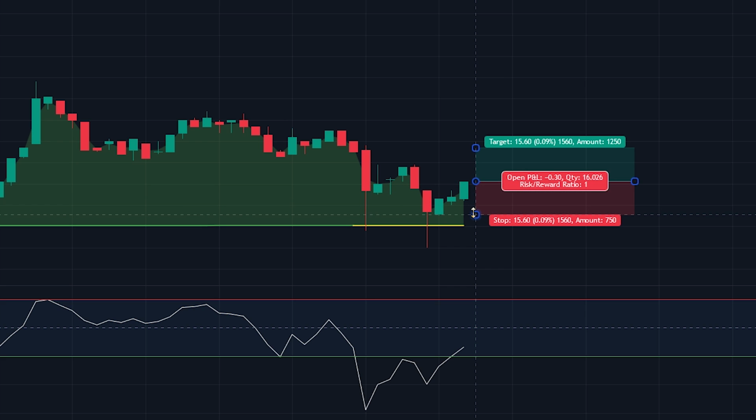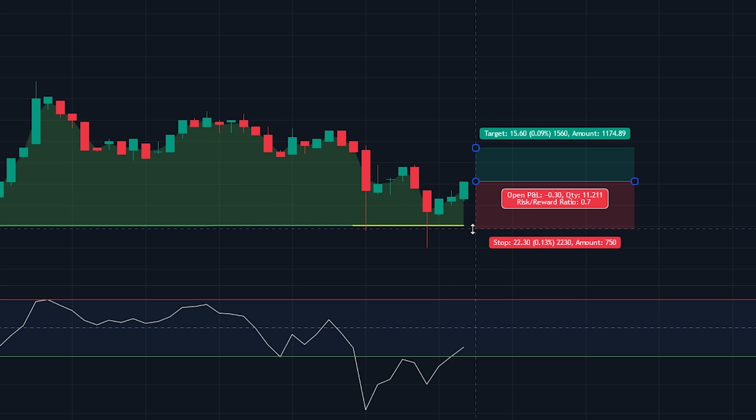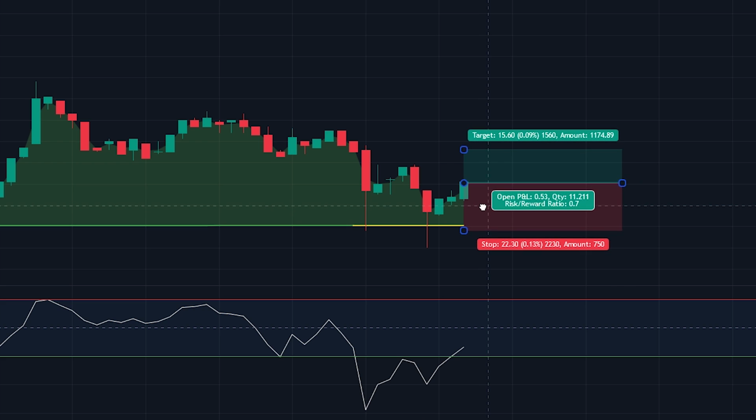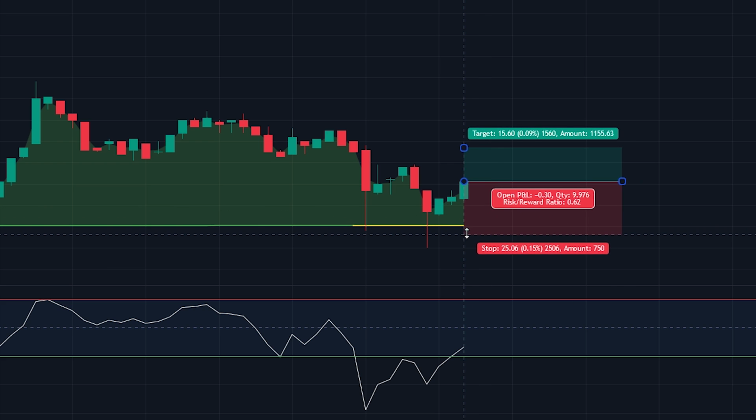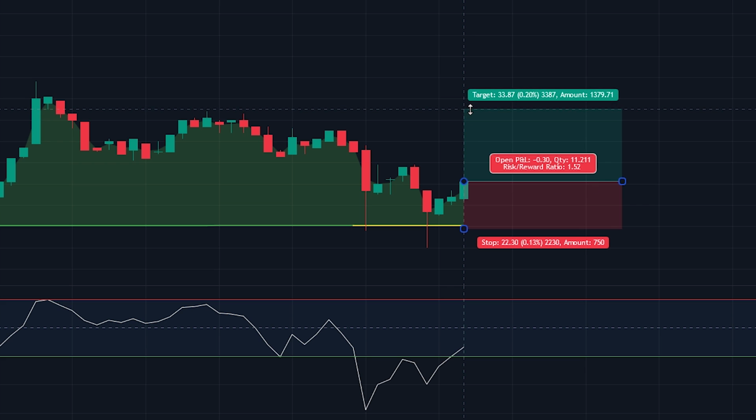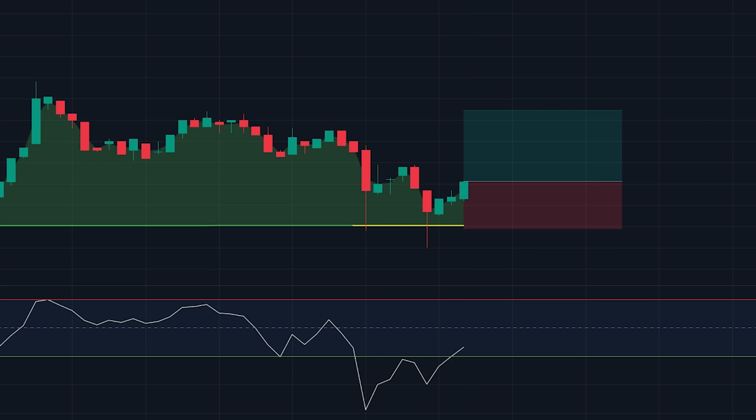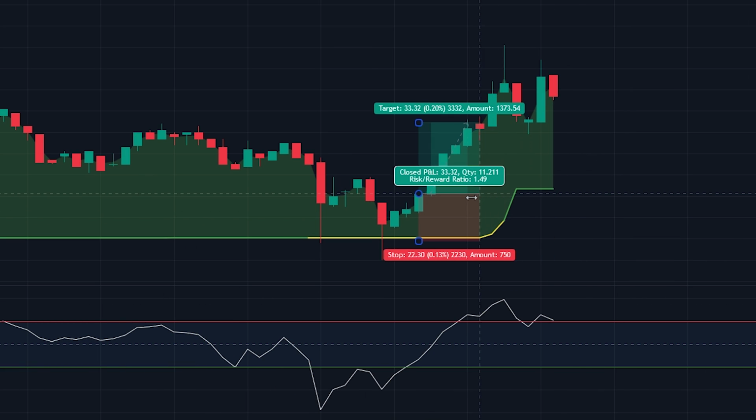We will be placing the stop loss slightly below the supertrend line, which will usually be close to the recent swing low. For the take profit, we will target a 1.5 times risk to reward ratio. Now let's see how the trade plays out.